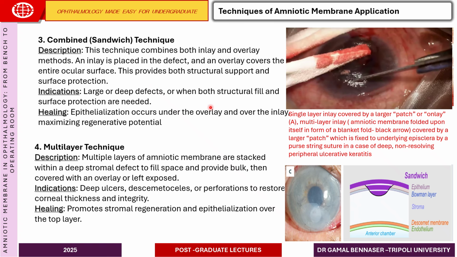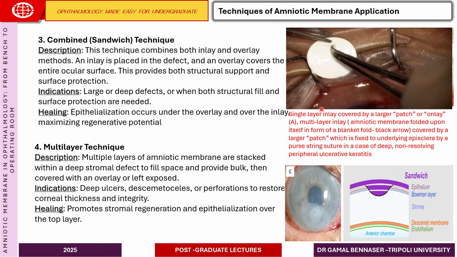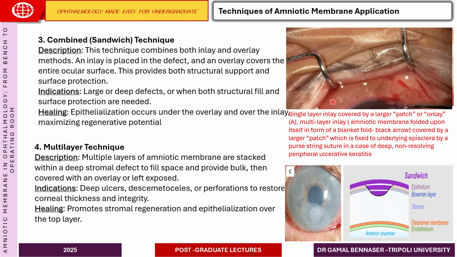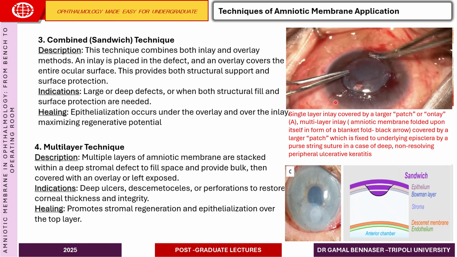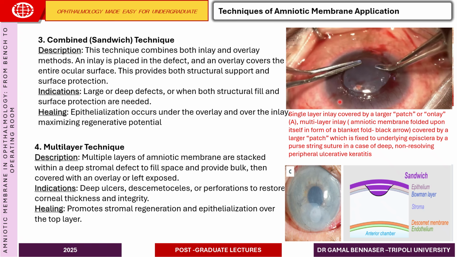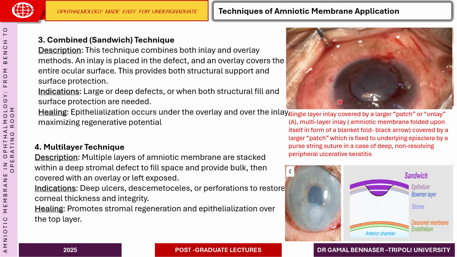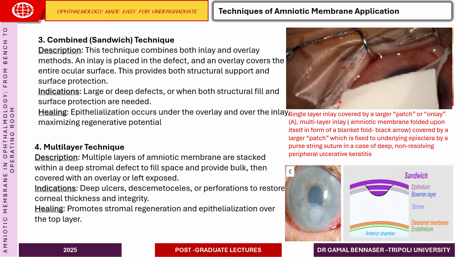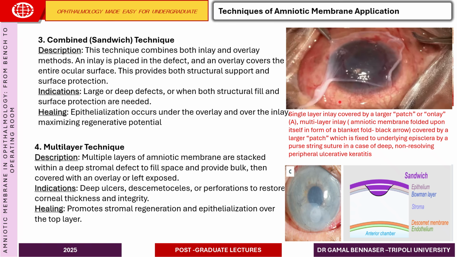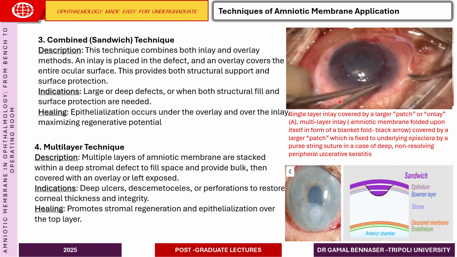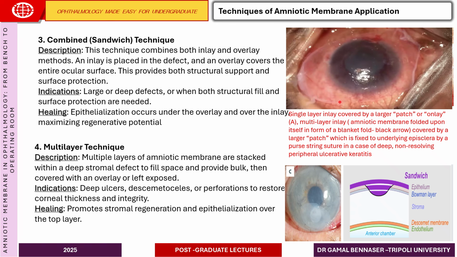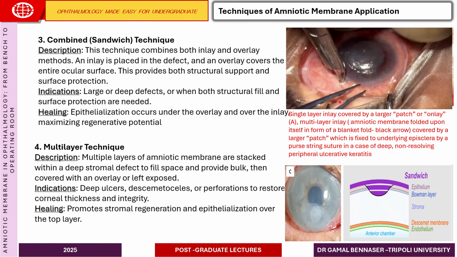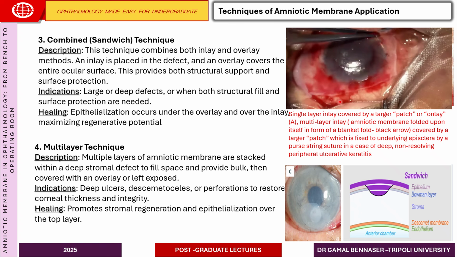As you can see here in this video, after removing the epithelium, we apply this inlay patch over the defective part of the cornea and secure the edges, tucking them under the edge of the corneal epithelium, and the orientation, as we said before, is that the epithelial side should be up. And then we apply the overall onlay patch covering the whole part, and then secure it with sutures or with fibrin glue. So this is the sandwich technique.